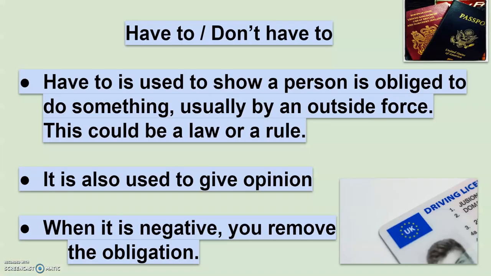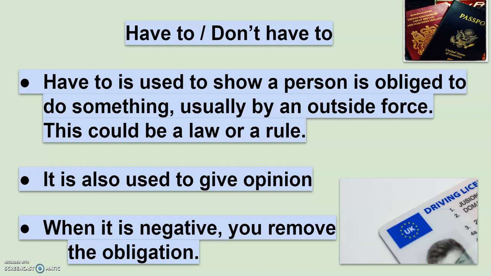Have to, don't have to. Have to is used to show a person is obliged to do something, usually by an outside force. This could be a law or a rule. For example, policemen and women have to wear a uniform when patrolling the streets in England. It is also used to give opinion. For example, you have to study hard to pass exams.